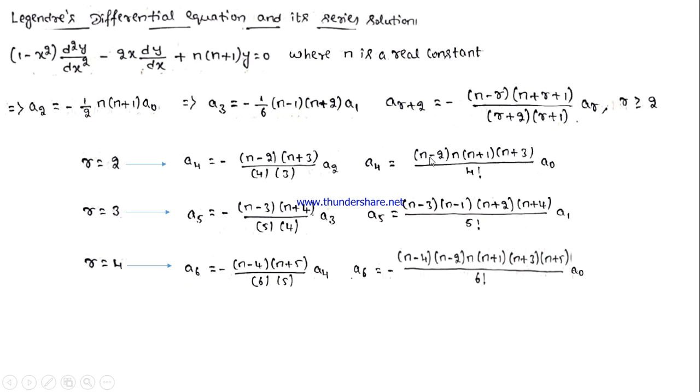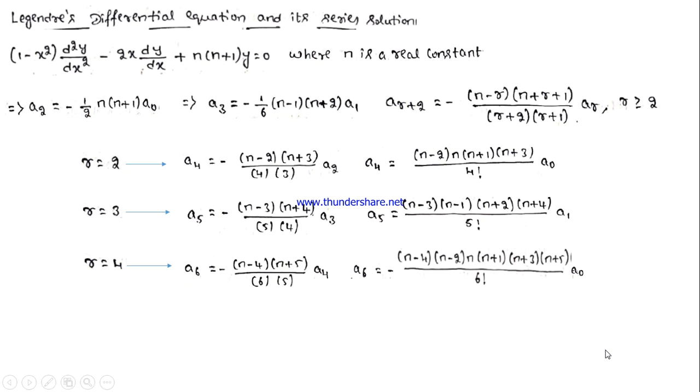You can note that subtract 2 from this, that gives n minus 4, add 2 to this, that gives n plus 5. Now if I want a8, can you guess what should be done? Subtract 2 from this, that gives n minus 6 into n minus 4. Everything will be there. After n plus 5 I should write plus 2 to this n plus 5, that is n plus 7 divided by, for 6 it is 6 factorial, for a8 it should be 8 factorial a0. Like this you can write for a10, a12, a14 and all.